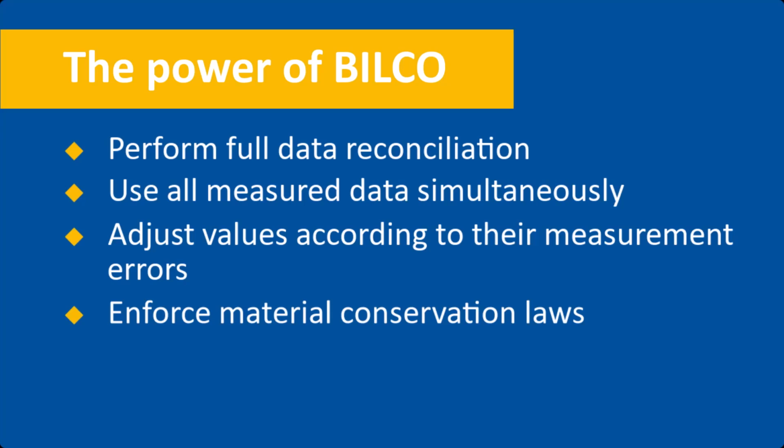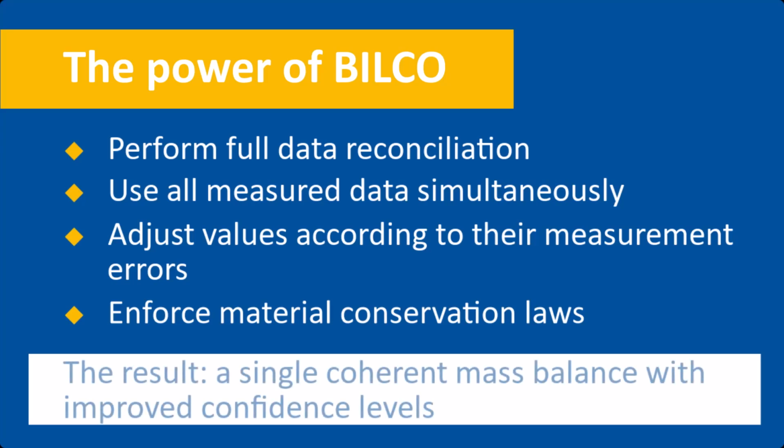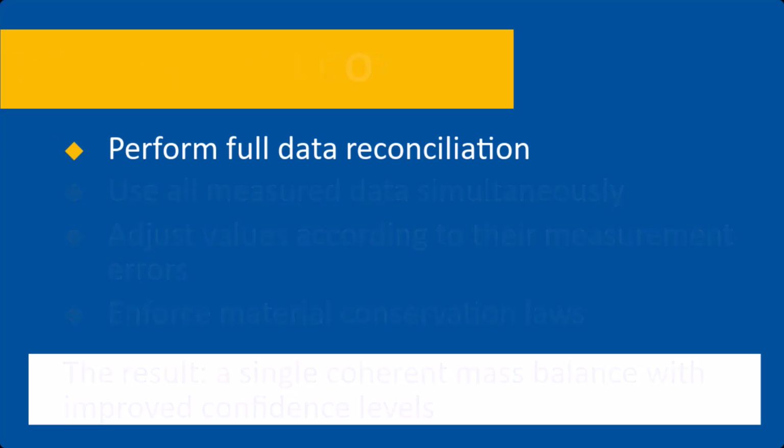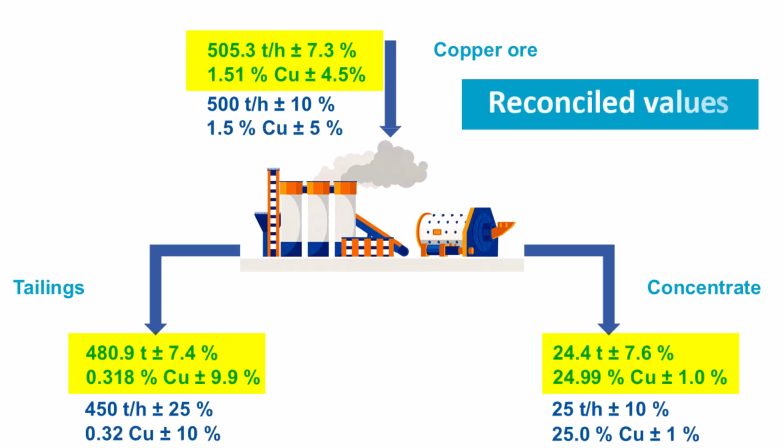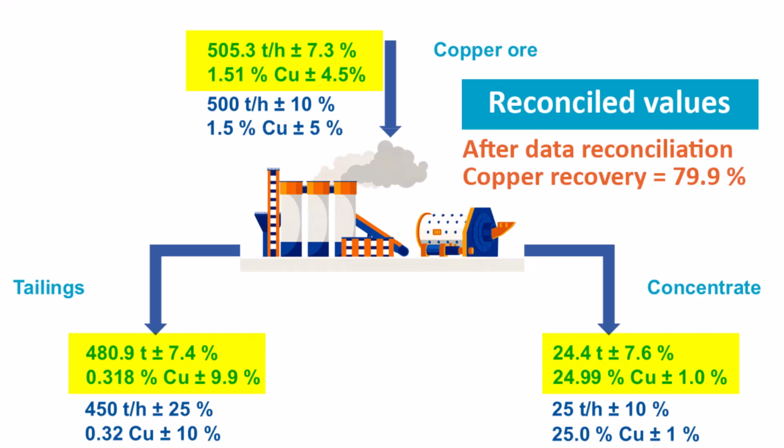The estimated values are not the actual measurements, but the most consistent ones based on all available information. The confidence in these estimates is enhanced by the redundancy of the data and the high accuracy of the copper content in the concentrate. The result? A single coherent mass balance with improved confidence levels. For our copper concentrator, here are reconciled values. They now obey material conservation and yield one clear and single recovery, 79.9%.